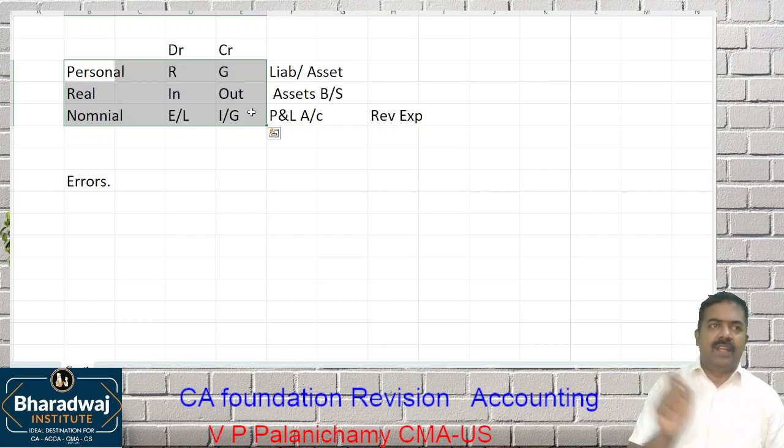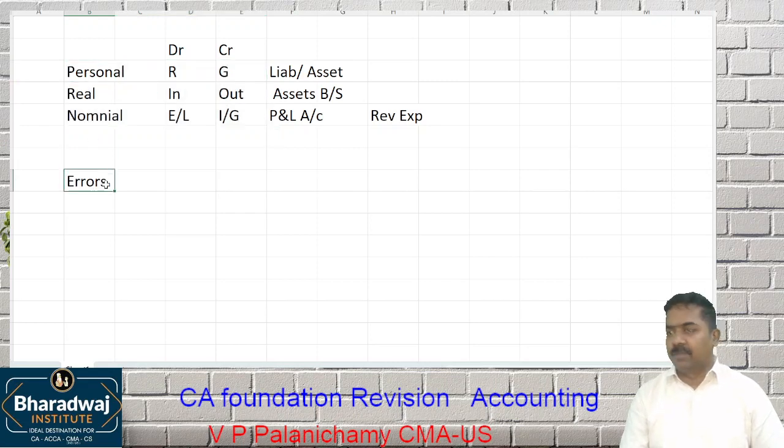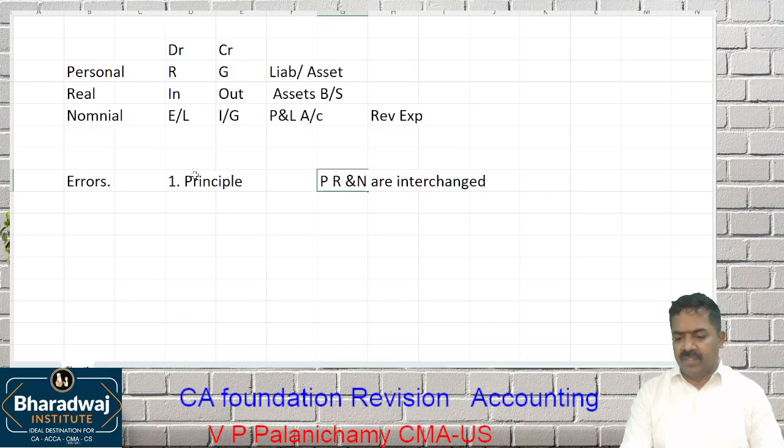Clear? If I pay rent, debit rent account. But it debited the personal account. So that is called error of principle. The first error that happens is error of principle. Simple. When personal, real and nominal accounts are interchanged, that is called errors of principle.